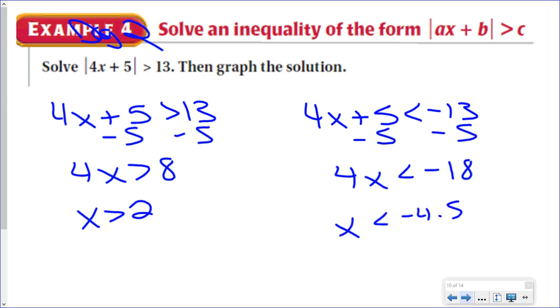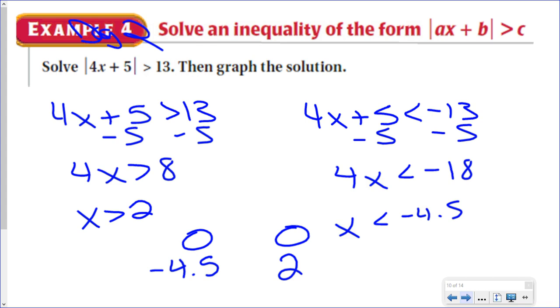Okay, still graphing this now. We didn't graph the other ones because you just plot them on a number line. But this one, when you graph these, the smaller number goes on the left. The larger number goes on the right. They both get open circles because they're just less than or greater than. And then you just read them from one side to the other.